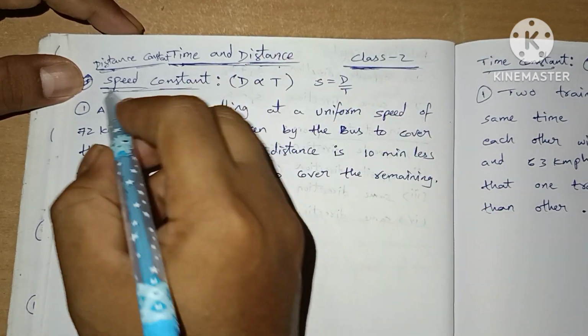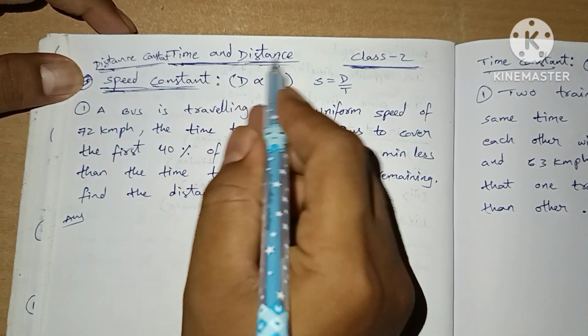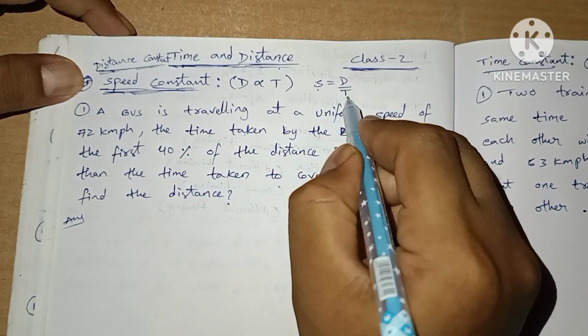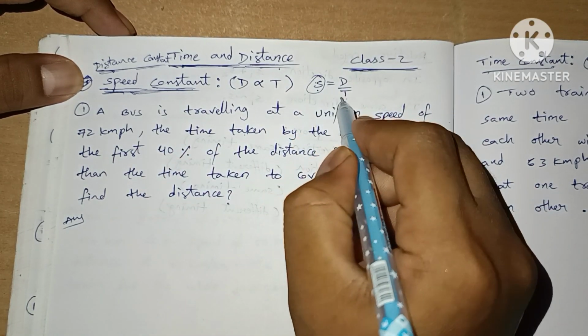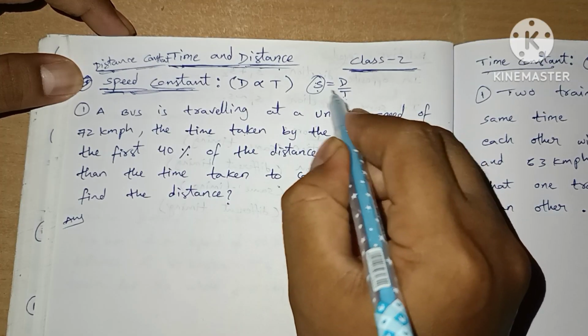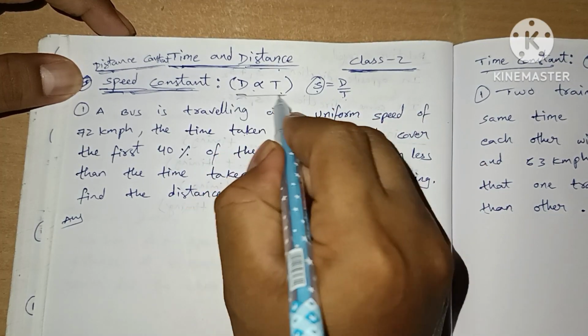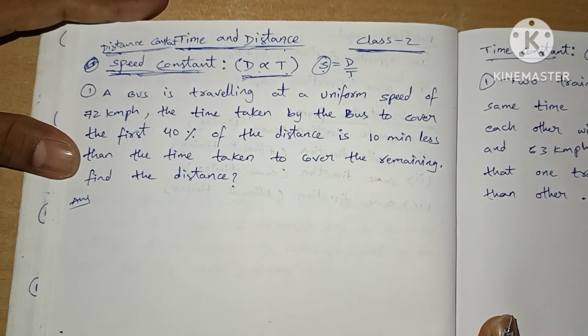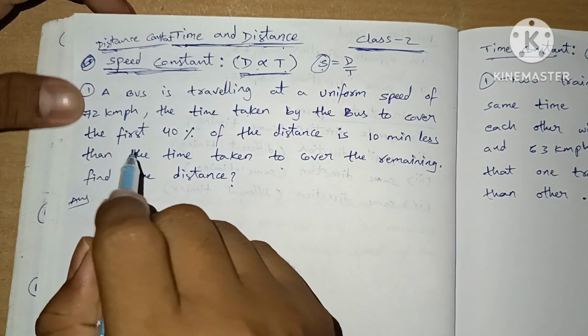Let's learn the speed constant concept in time and distance. Speed constant means we have speed equals distance by time. Speed constant means d is directly proportional to t. So this is the relation for the speed constant. Let's understand this concept with an example.